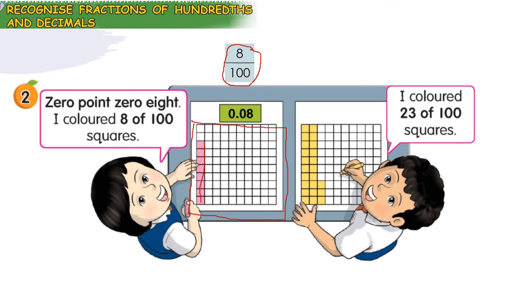Okay. The boy said, "I colored 23 of 100 squares." So again, the boy also has a 100 square grid here. He wants to color 23 out of 100 squares, so he colored all these until 23. So 23 of 100 in fraction is 23 over 100, or 23 hundredths. In decimal it is 0.23.